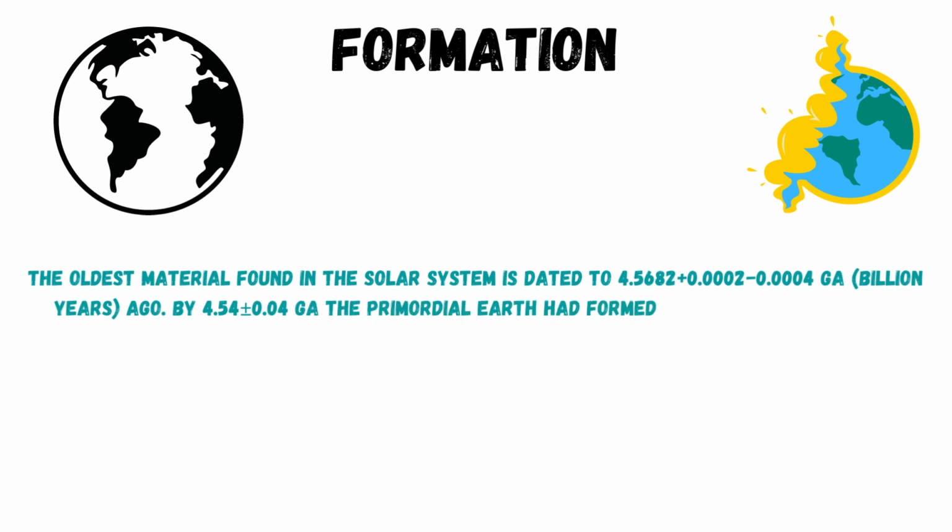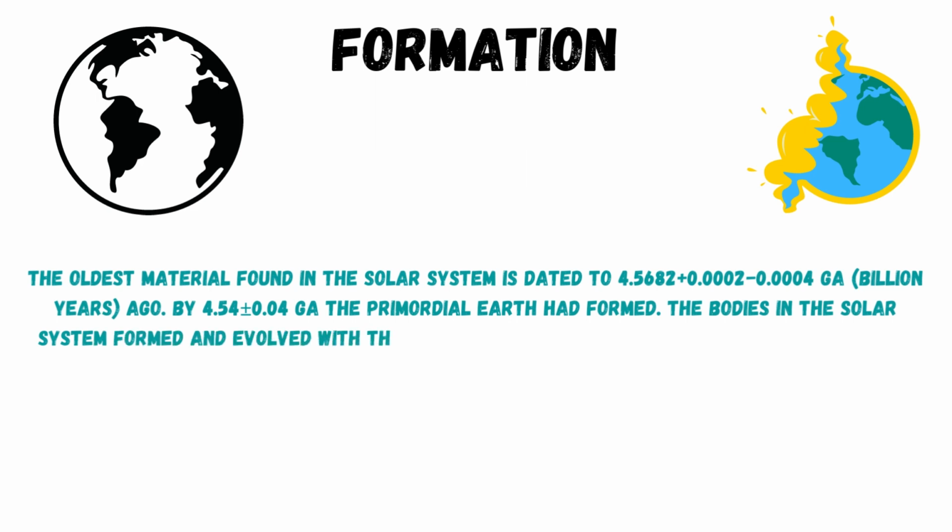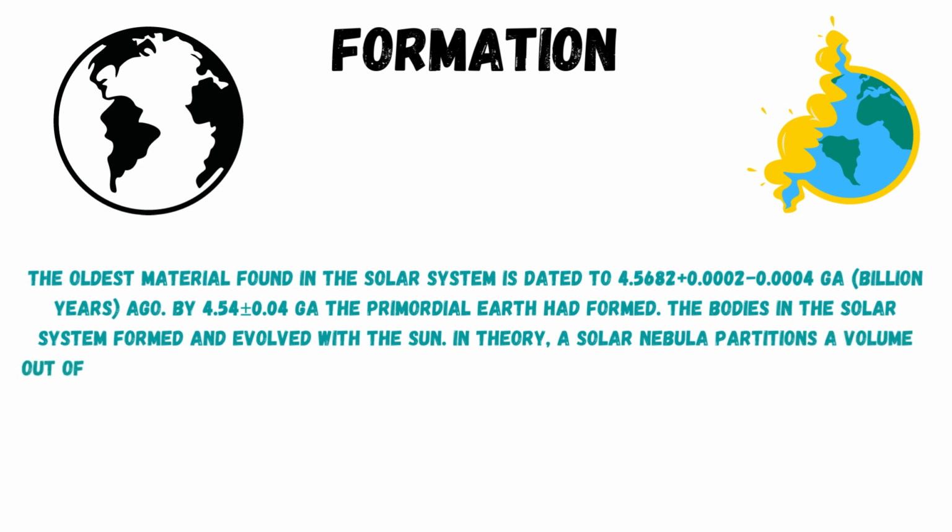Formation. The oldest material found in the solar system is dated to 4.5682 plus 0.0002 minus 0.0004 Ga, billion years, ago. By 4.54 plus or minus 0.04 Ga, the primordial Earth had formed. The bodies in the solar system formed and evolved with the Sun.